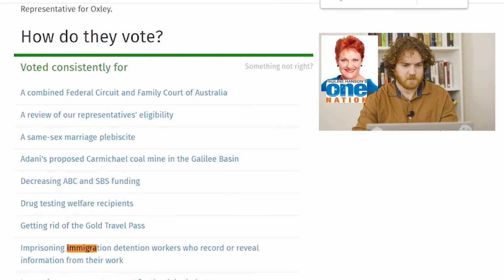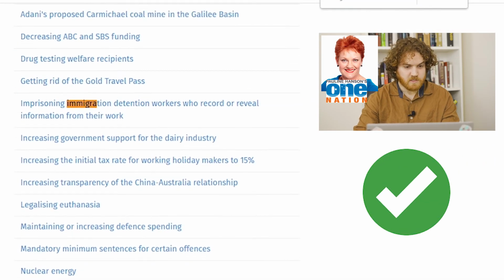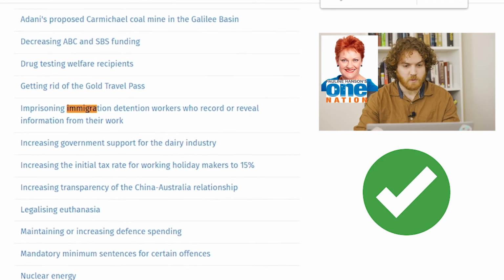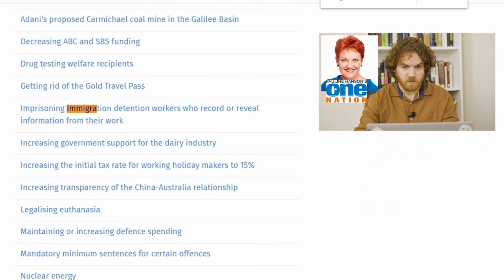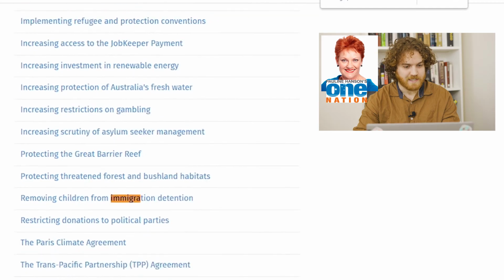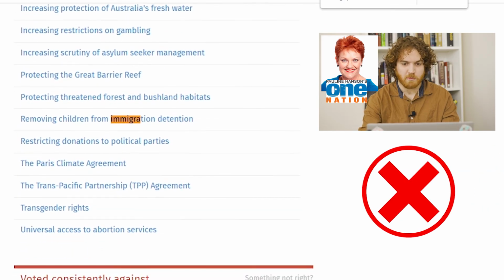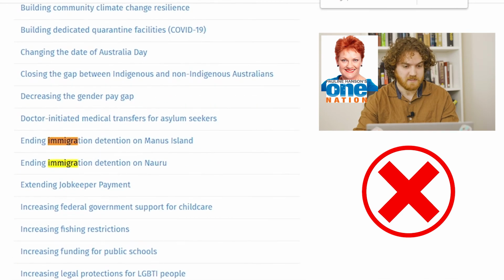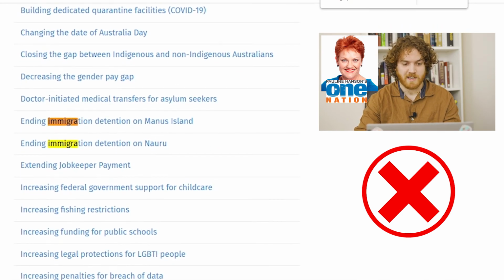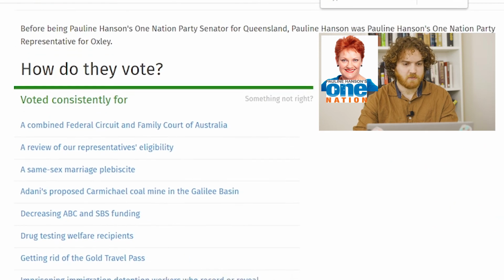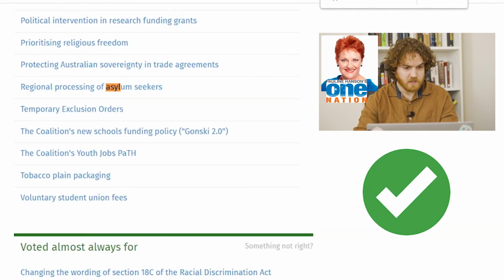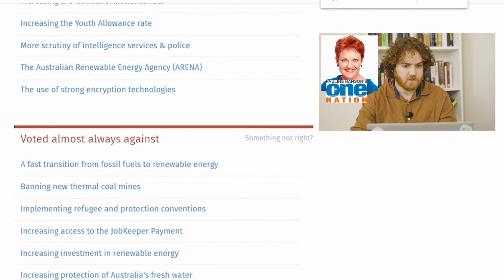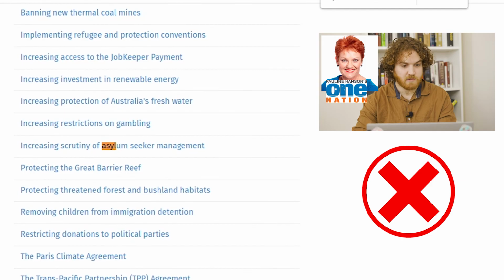We can see that she has also voted consistently for imprisoning immigration detention workers who record or reveal information from their work. She has also voted almost always against removing children from immigration detention. She has voted consistently against ending immigration detention on Manus Island and Nauru. So she's voted consistently for regional processing of asylum seekers, so again that is offshore detention. She's voted almost always against increasing scrutiny of asylum seeker management.